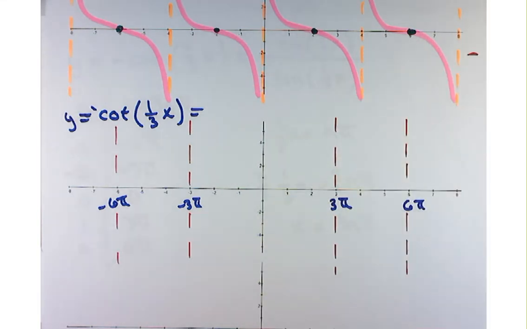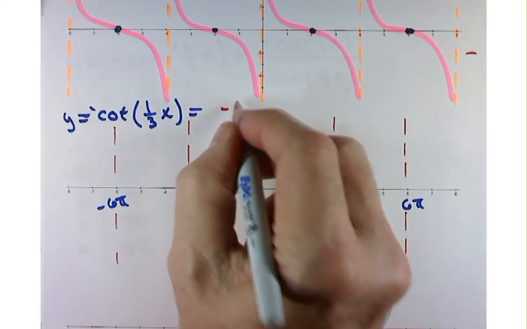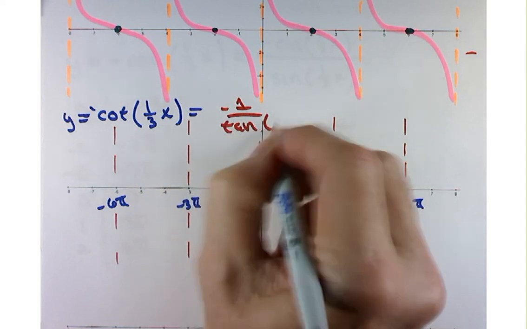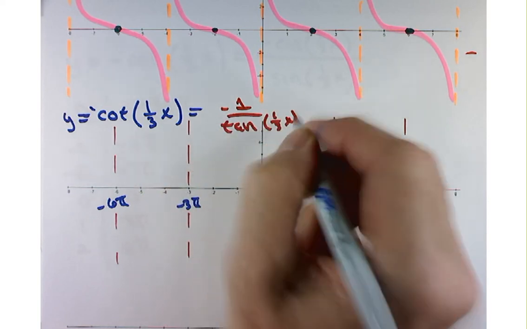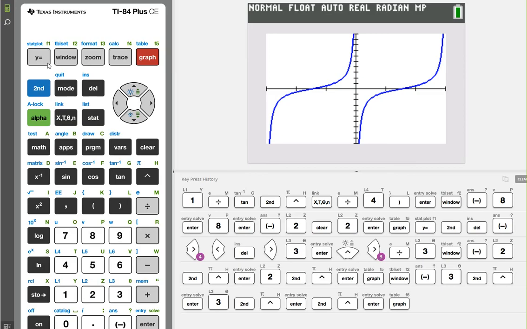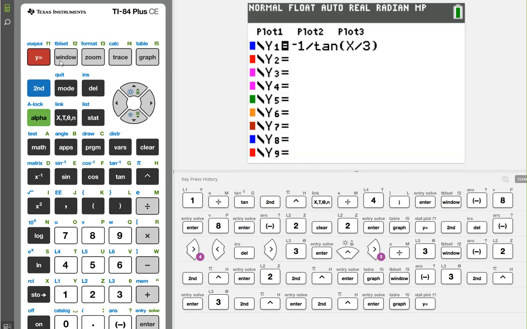As far as graphing this is concerned, what I would do is write that as -1 over the tangent of 1/3 x. That should be good enough to give me my graph. So I did that on my graphing calculator. Let me show you the equation. I just wrote it as x over 3. That's the same thing as 1/3 x.